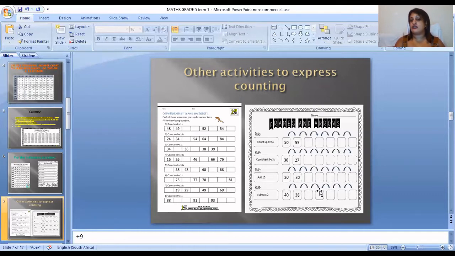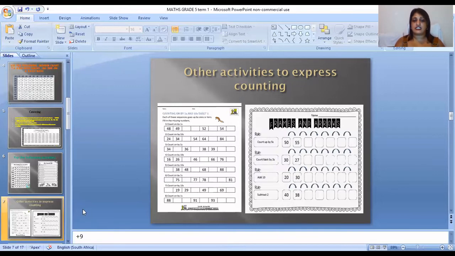36 minus 2 is 34, and then you continue that. So always look at the number when doing number patterns. Is the number going up or is the number going down? If it's going up, find the constant difference and add it each time. If it's going down, subtract the same number each time, and then you get the correct answer.